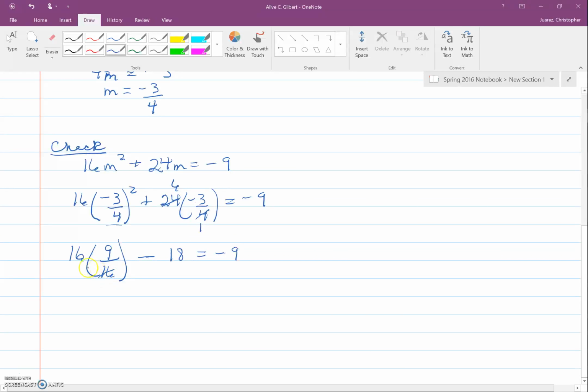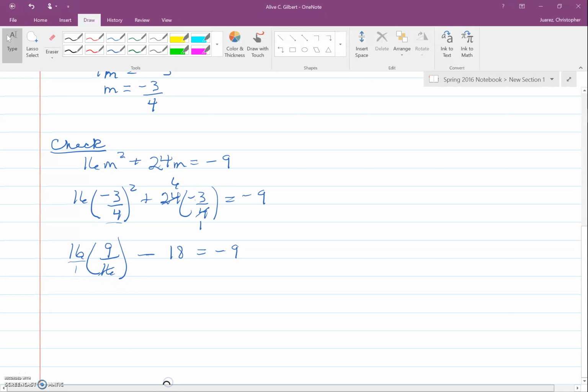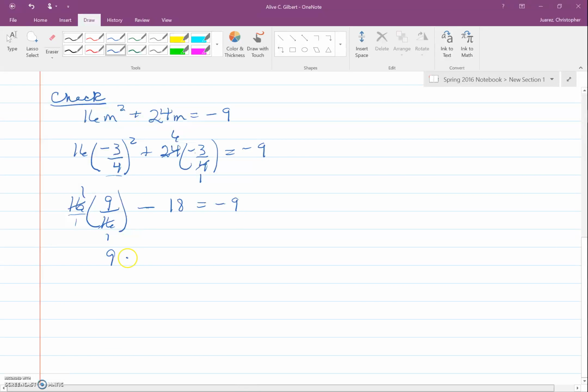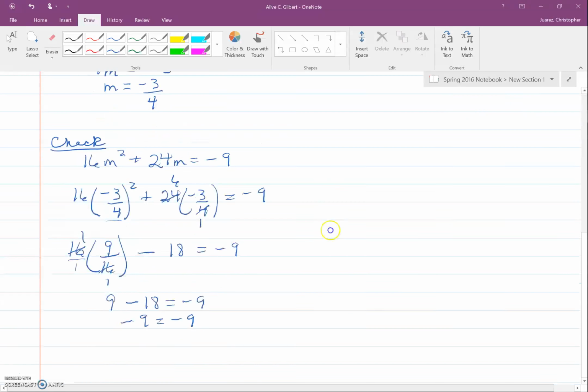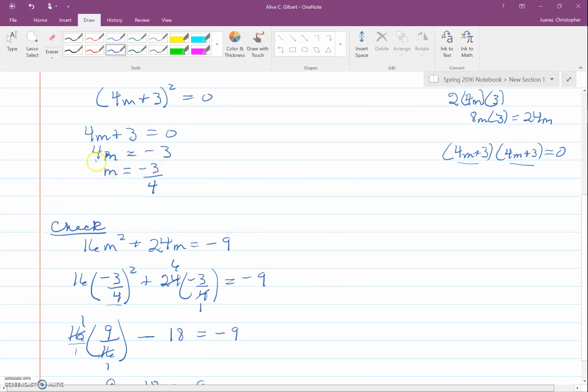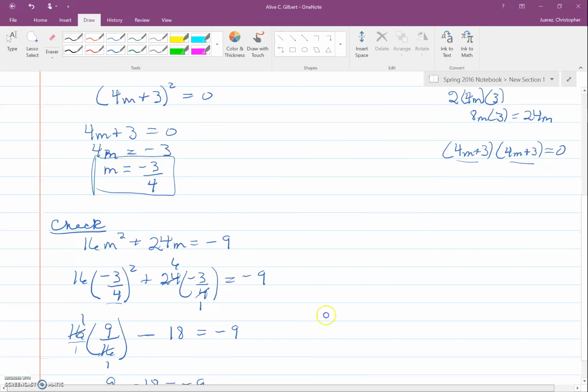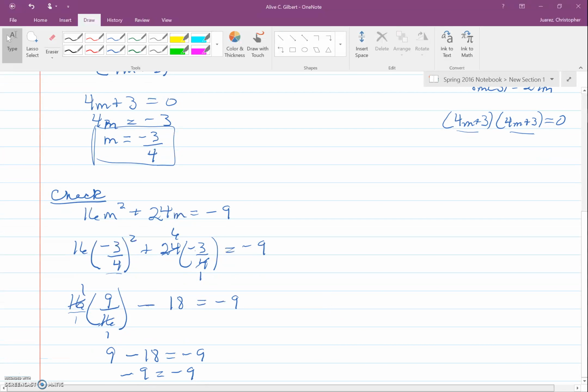Again, I can cross cancel these because remember this is like multiplying times 16 over 1. So that's 1, and I end up with 9 minus 18 equals negative 9. And 9 minus 18 is negative 9, negative 9. So that means that our final answer of m equals negative 3/4 is correct. And there are your examples for how to solve equations using the zero factor property.